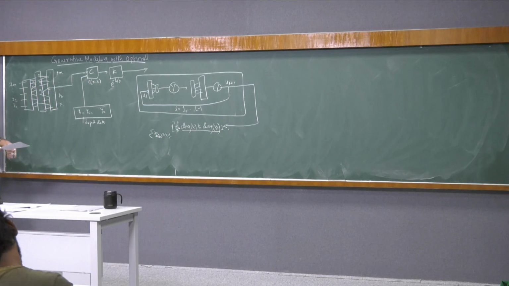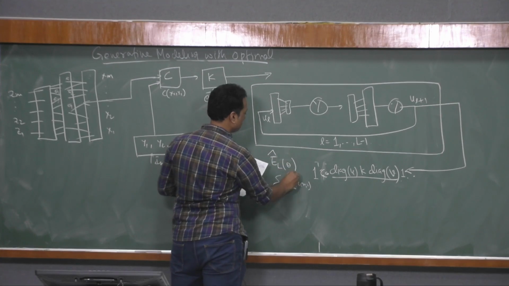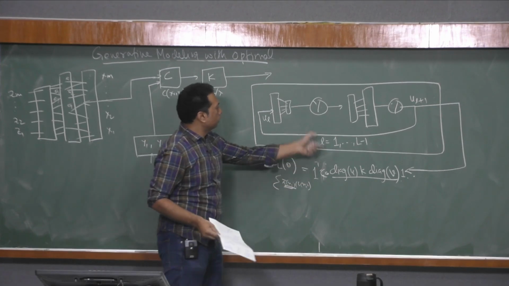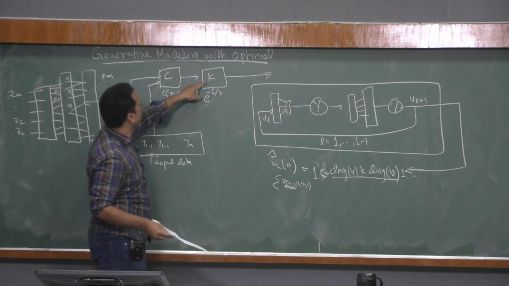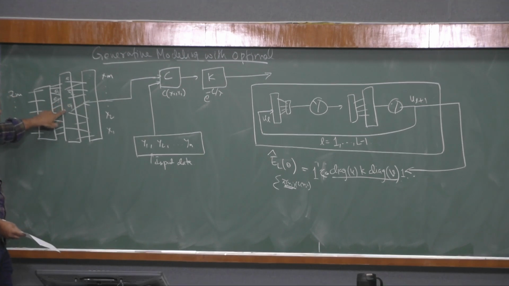So that's what we are trying to do here. So this is your cost, but this cost is parameterized by theta, because in all this, U and V, they are all connected via K, C, and if you follow this arrow, there are thetas lying here.